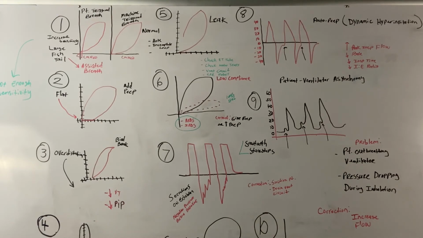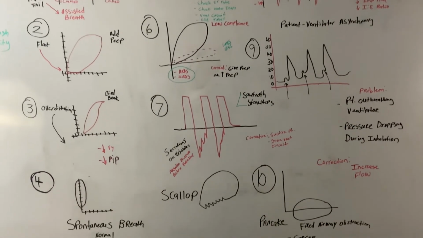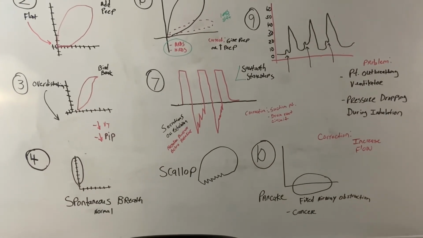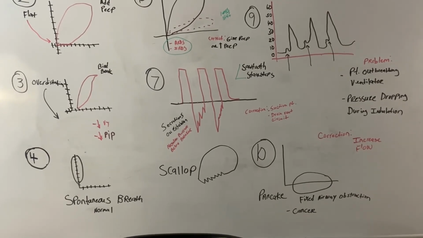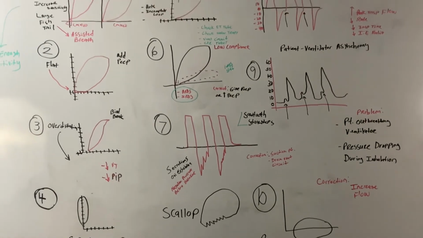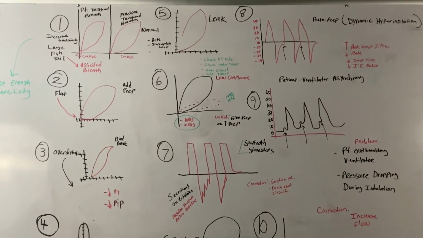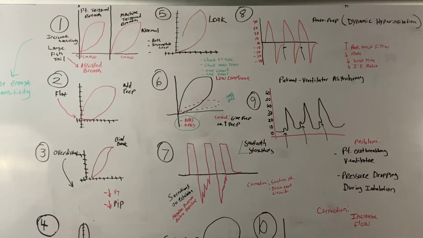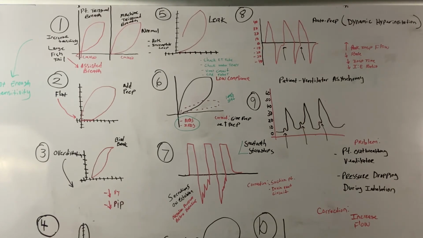Now there's another graph all the way at the bottom, which is number 10, which is a pancake looking waveform. We'll talk about this later on in other lessons, which is a fixed airway obstruction that you would normally see during cancer patient. Okay, guys, there you have it. Screenshot this board, learn what they are, learn how to correct them, and you'll do fine when it comes to ventilator waveforms on the TMC exam.